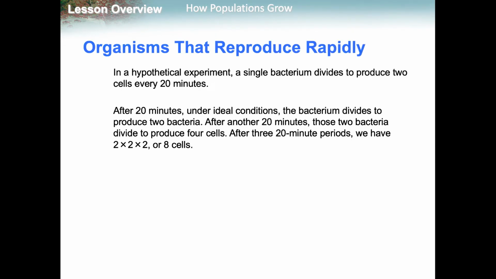So here's an experiment where you have an organism that reproduces very rapidly. In this experiment, a bacteria is going to produce 2 cells every 20 minutes. So we start off with 1. After 20 minutes, we get 2. After another 20 minutes, we get 4. After another 20 minutes, we get 8.